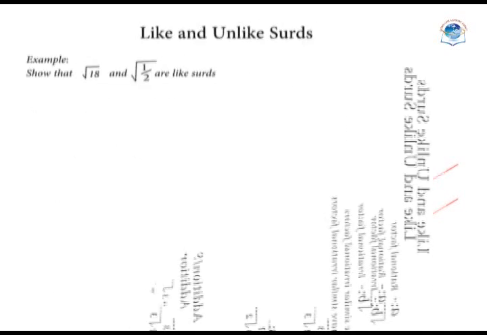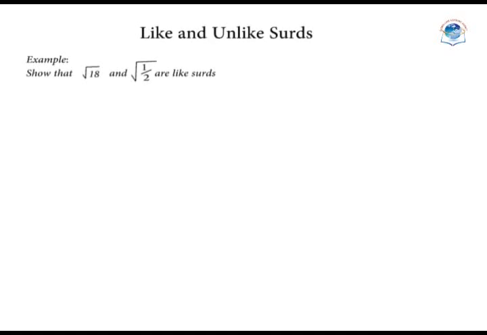Let's take an example. Show that root 18 and root 1 over 2 are like surds. We simplify them. Root 18 is the same as root 9 times root 2. That is the same as 3 root 2.